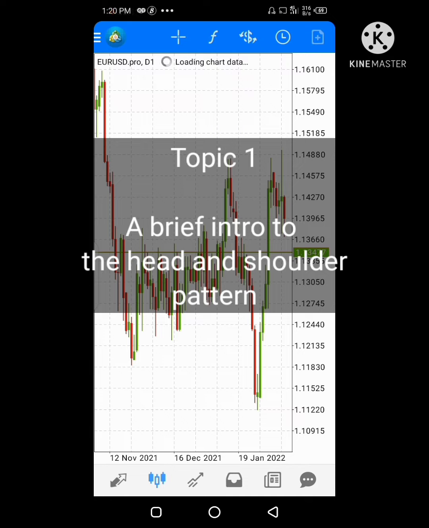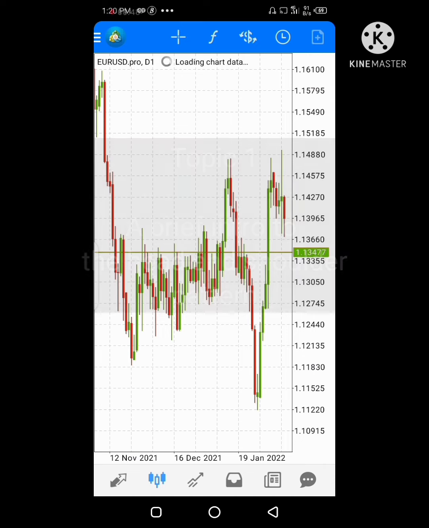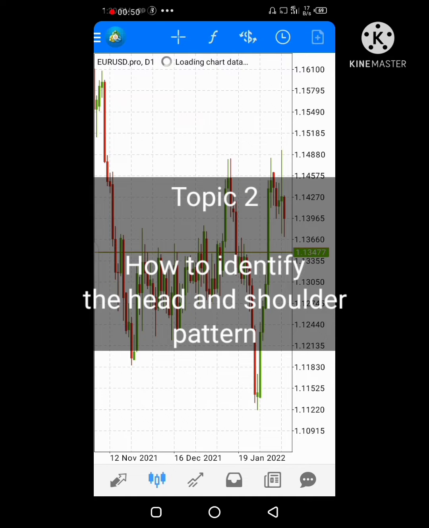So briefly, the head and shoulder pattern is a sharp pattern which signals reversal of current trend. So if the current trend is a downtrend and we see the pattern below it, then 98% of the time it changes or reverses the trend to an uptrend. So for uptrend, if the chart is in an uptrend, then we spot the head and shoulder at the top of the uptrend, 98% of the time the trend changes to downtrend. So we'll move over to how to identify the head and shoulder pattern.